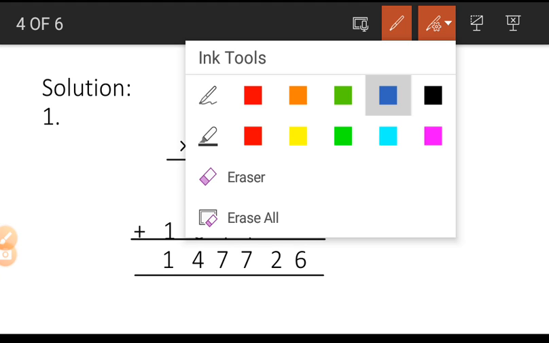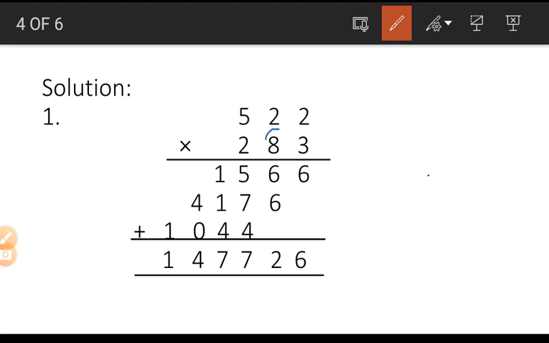Now the next number is 8. So you're going to multiply everything on top by 8. So first of all, you must take note. As I'm multiplying by 8, I'm going to start writing down my answer under 8. For example, 8 times 2 is 16. So I will write down the 6 there and carry 1.